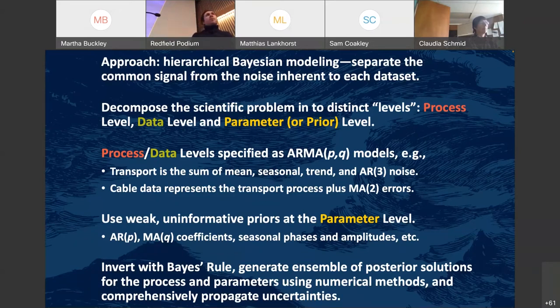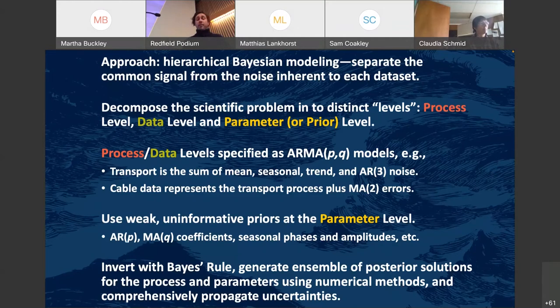To give you an example of one of the measurement models, I modeled the cable data as the transport plus this moving average order 2 error structure. The moving average 2 is really nice because it relates to the 3-day averaging that's applied to the cable data. For the priors, I basically take really uninformative agnostic priors. It's really just to initialize my Markov chain Monte Carlo algorithm in the right sort of region of parameter space, but they don't really influence the posterior solution. That's the hierarchical bit. Bayes' rule allows me to invert this whole model, use numerical methods to generate thousands of ensemble solutions for the Florida current process and all these parameters simultaneously.